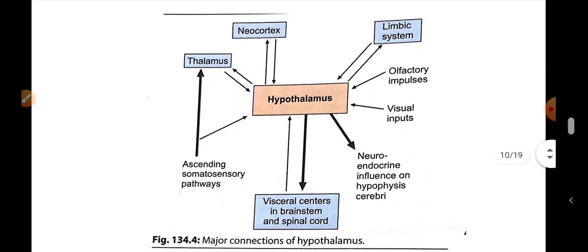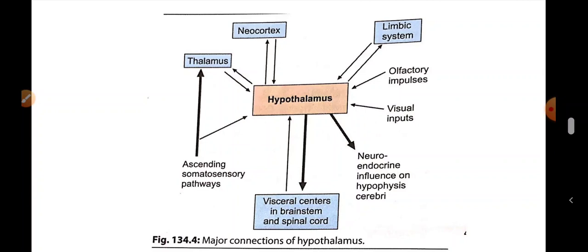So in the diagram you can see the major connections of the hypothalamus. From the neocortex and thalamus, reciprocal connections are present to the hypothalamus. From the ascending somatosensory pathways, collaterals are going to the hypothalamus. Also, with the visceral centers in the brainstem and the spinal cord, there are reciprocal connections.